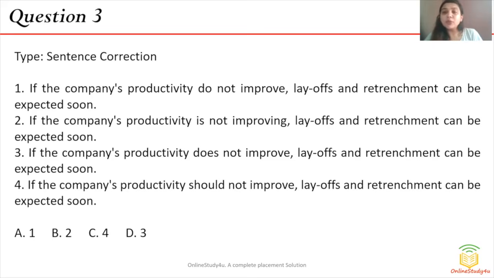Now, if we look at subject verb agreement, the company is a singular noun and we need a singular verb. What is the singular verb? It is does not improve. So our correct answer is 3. But there is another googly for this question, which is part 3 is your correct answer, but that pertains to D. If you see answer option D, D stands for 3 and nothing else. So my correct answer option is D. If the company's productivity does not improve, layoffs and retrenchment can be expected soon.